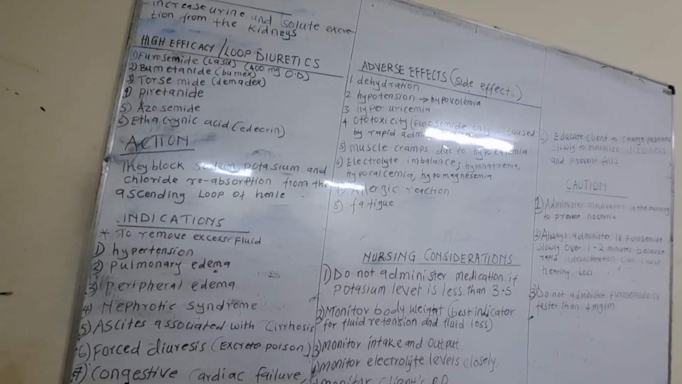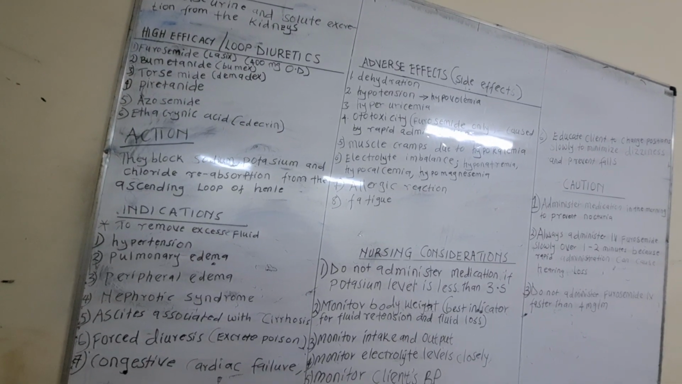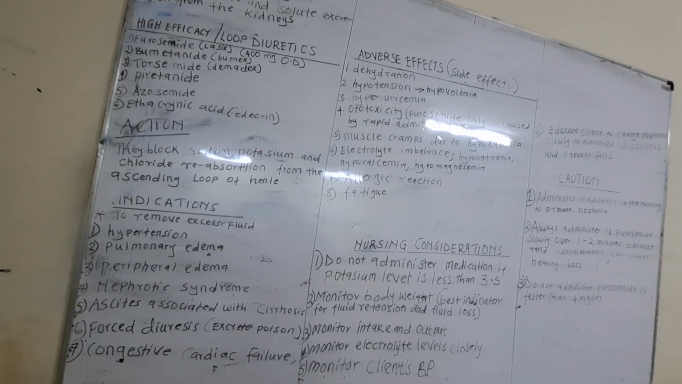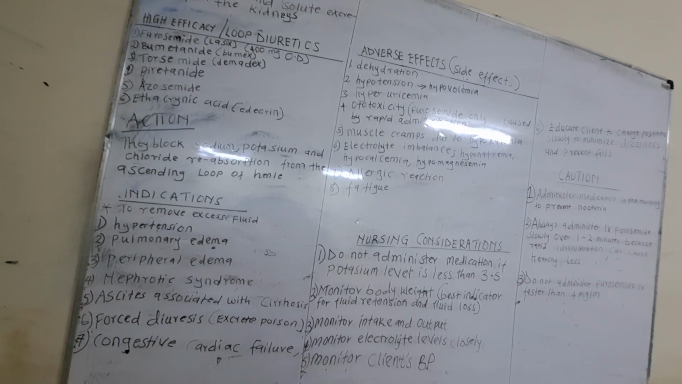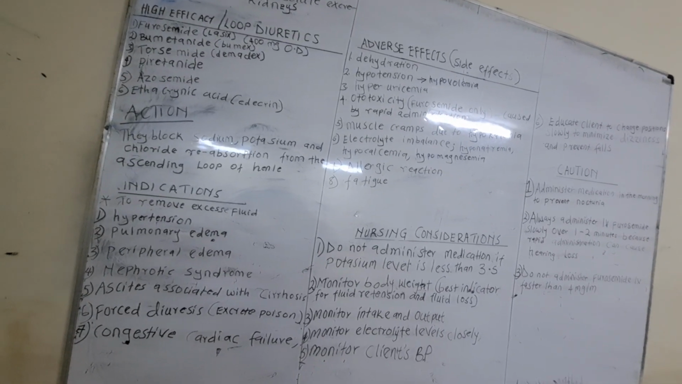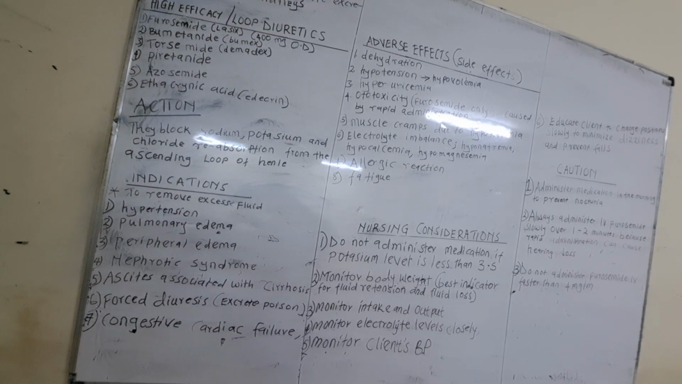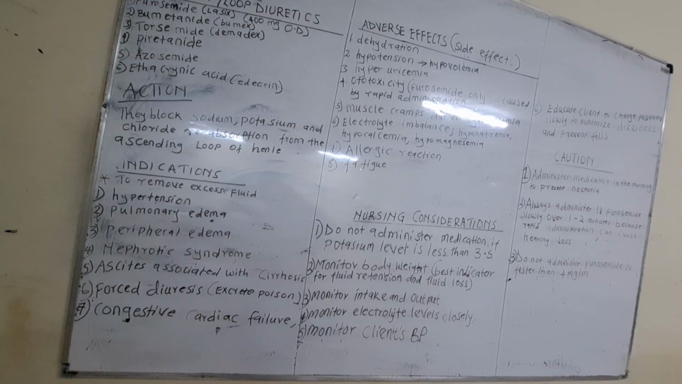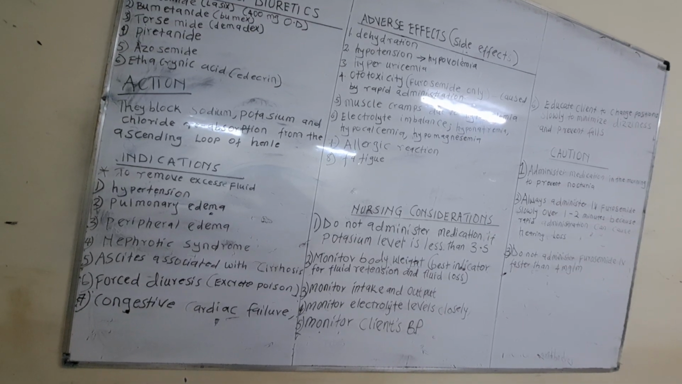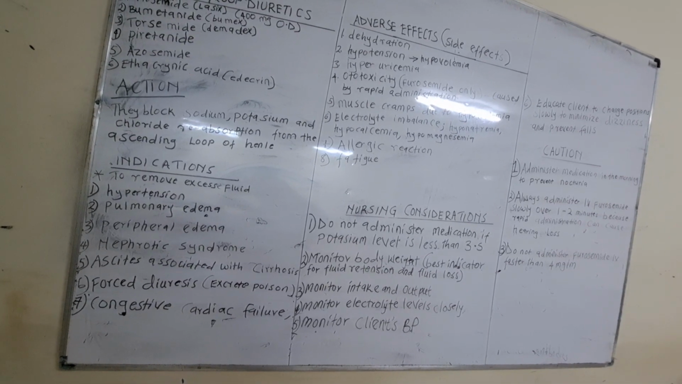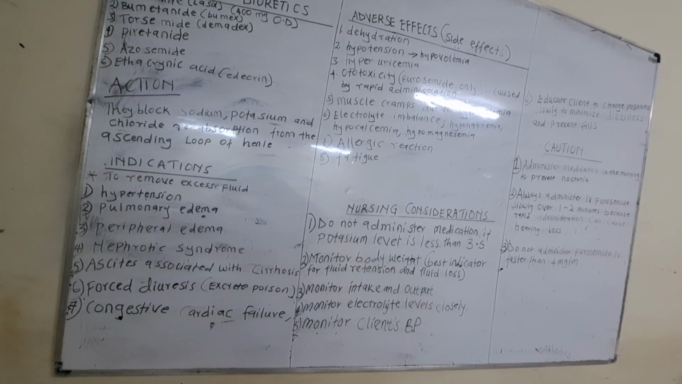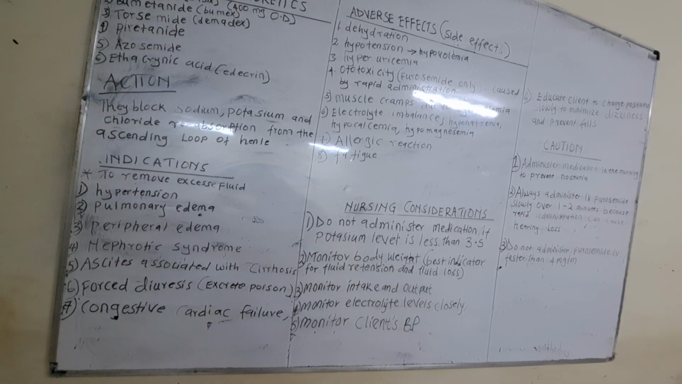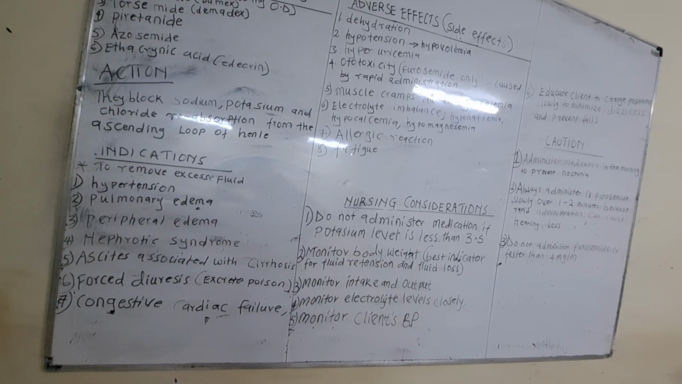Indications: they are indicated to remove excess fluid. So they are indicated for persons with hypertension, pulmonary edema, peripheral edema, nephrotic syndrome, ascites associated with cirrhosis, forced diuresis, like when you have taken poison and you want to excrete the poison. You can also take the loop diuretics. And then congestive cardiac failure.